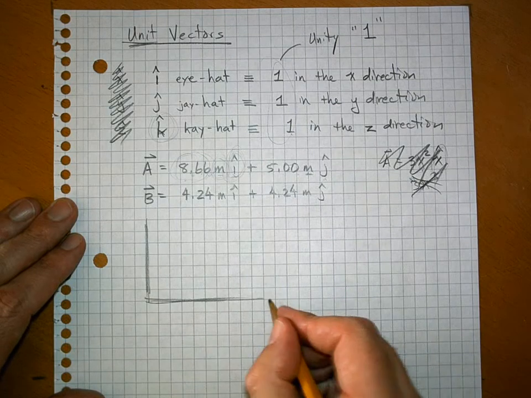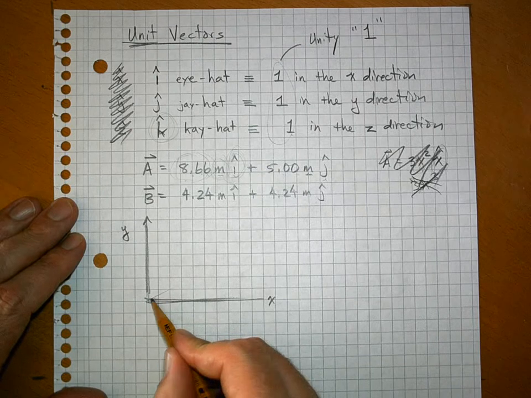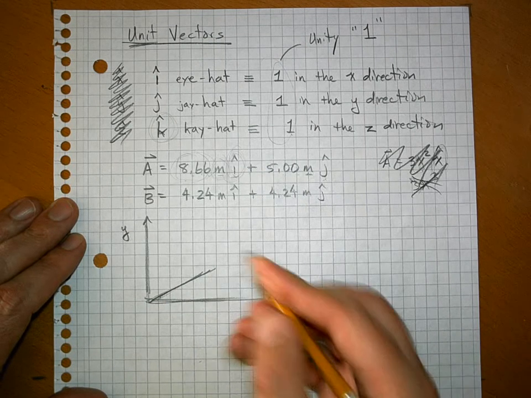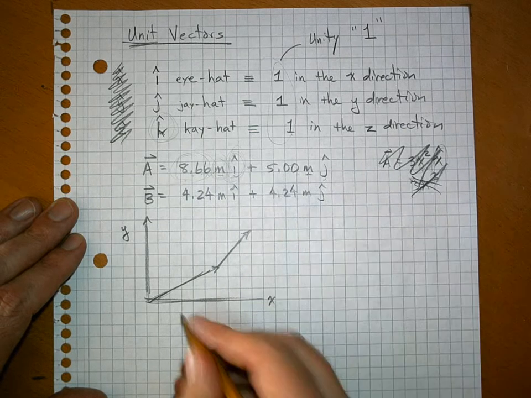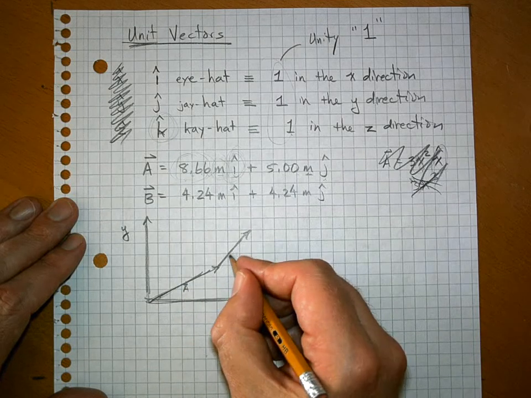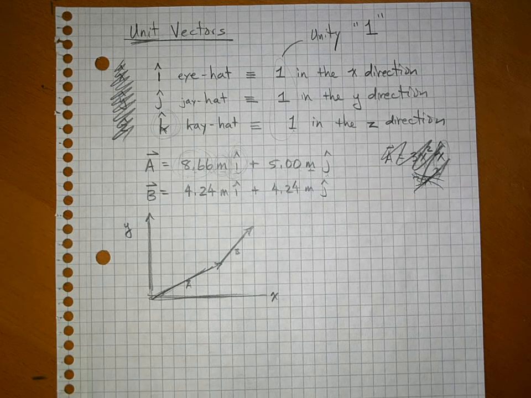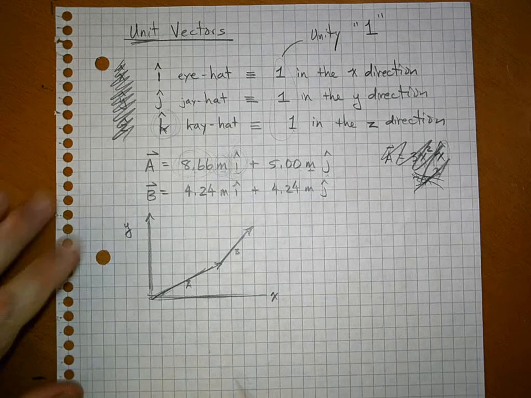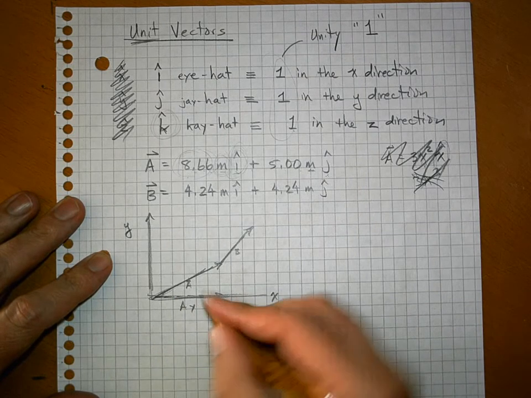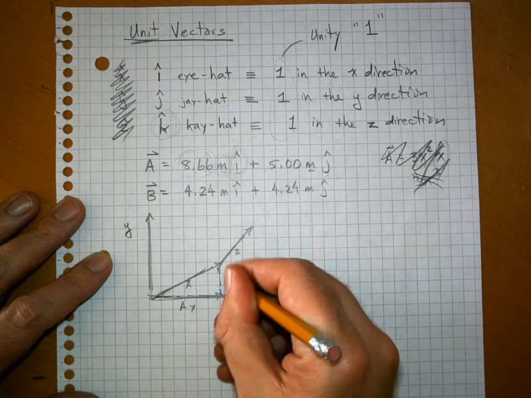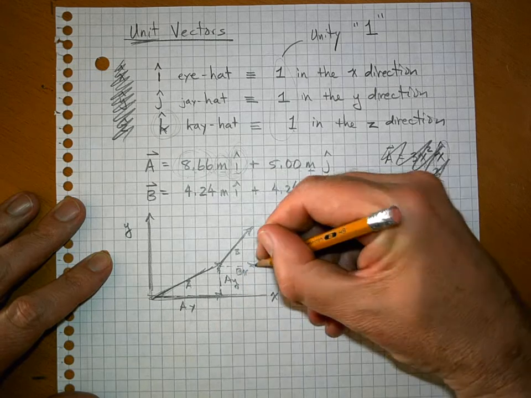So here's the x-axis and the y-axis. Let's draw vector A, and it doesn't matter what order you add them. So here's A, and then here's B. Well, let's break up A and B into their x and y components. So here's AX, and here's AY. Here's BX, and here's BY.